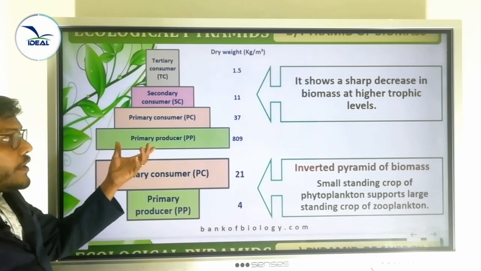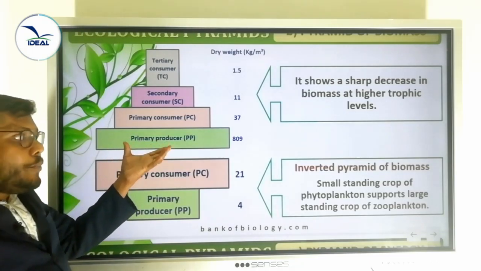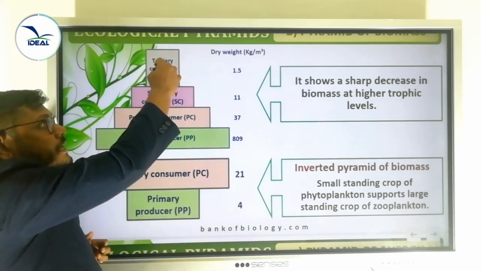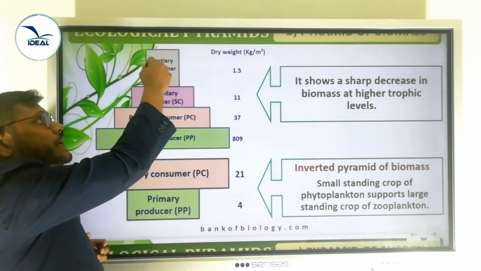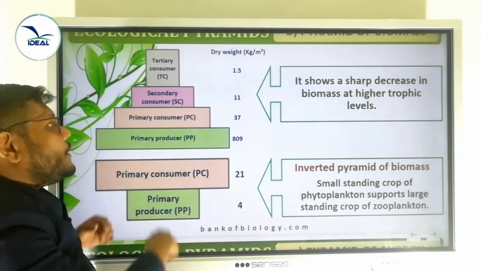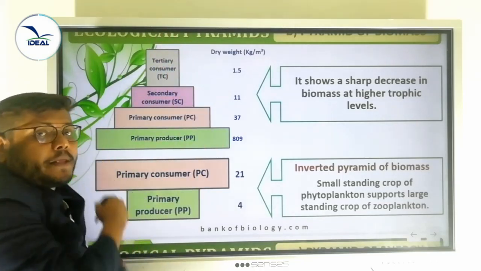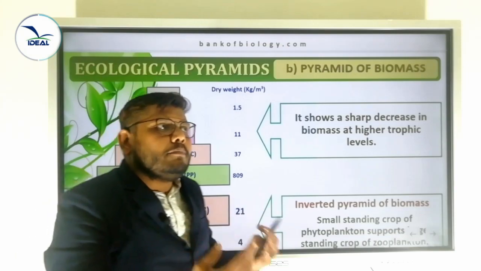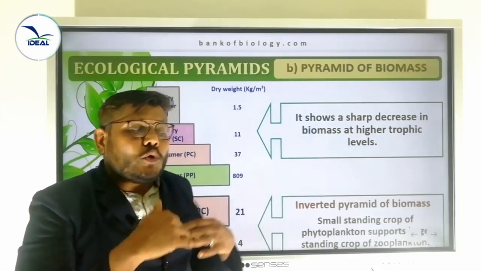So, by dry weight of the organism, the primary producer occupies the basal part, that is the broad part, and the top carnivore occupies the top part, that is the narrow part. Here also, what kind of pyramid is formed? An upright pyramid is formed. Is it clear? Sometimes the pyramid of biomass is also inverted.